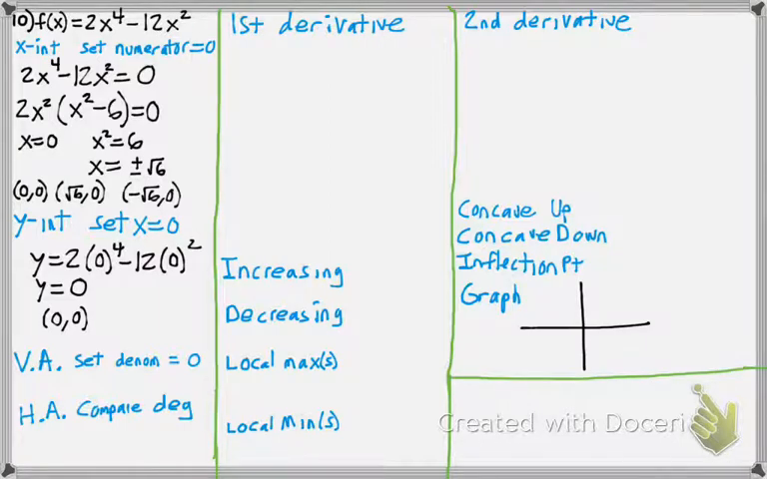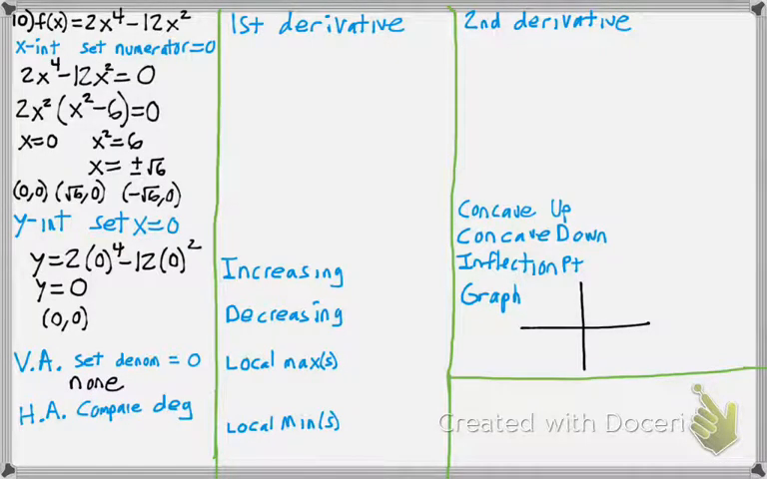The vertical asymptote, we need to set the denominator equal to 0. Because we don't have a denominator, or if you want to call the denominator 1, and that's never going to be equal to 0, we do not have any. So there's no vertical asymptote.